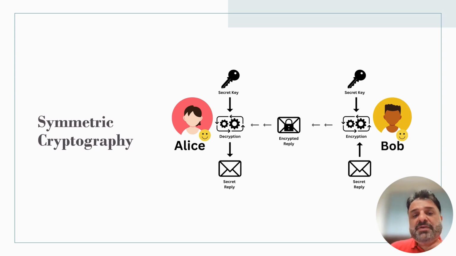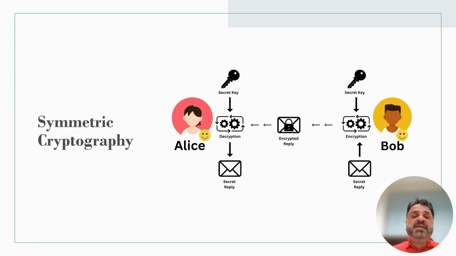As a real-world example, you can imagine Alice and Bob, as you can see here. In cryptography schemes, we use Alice and Bob as the sender and receiver. So Alice encrypts a message using a shared secret key and sends it to Bob. Bob uses the same key to decrypt the message and understand it. If anyone intercepts the ciphertext, they cannot read it without the key.